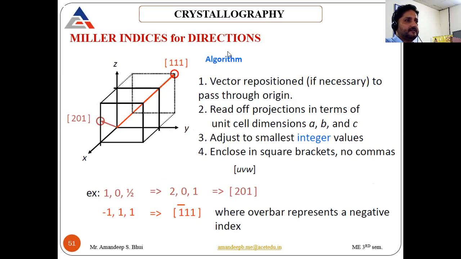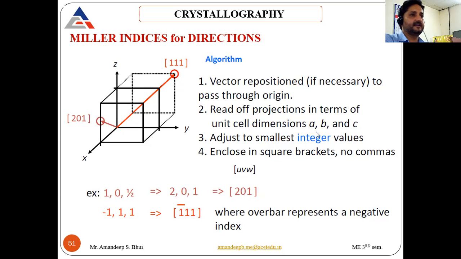Now let us look at the procedure for calculating the Miller indices for a direction. The first step is to take the vector, repositioned if necessary to pass through the origin. So we take this vector here. Here we are taking two examples. One is this brown vector that is touching the center point here, and then there is this red vector that is touching this edge here.